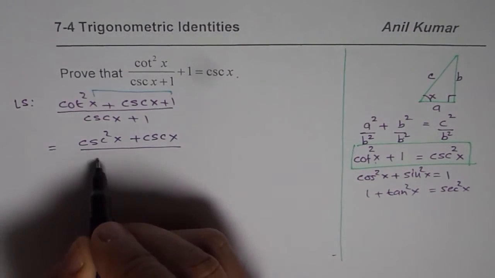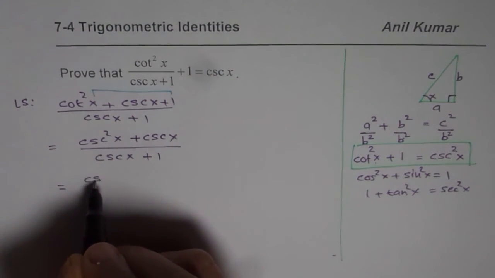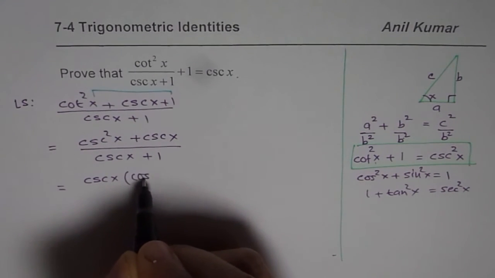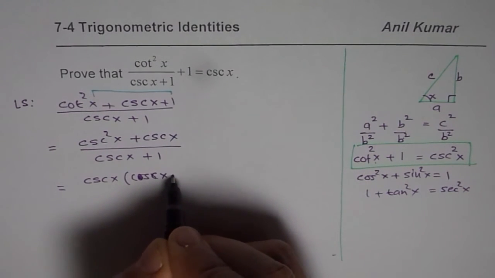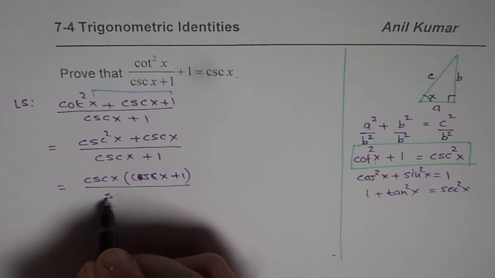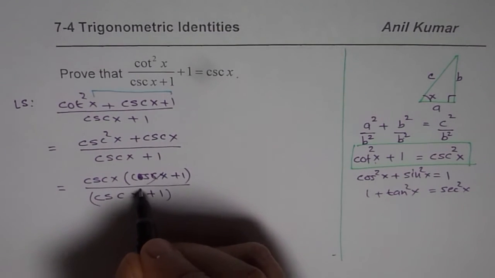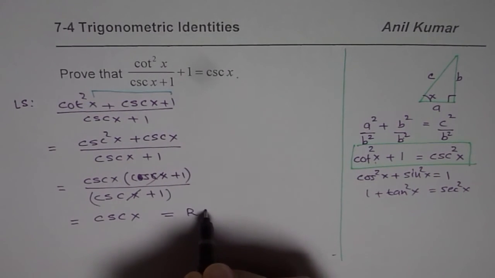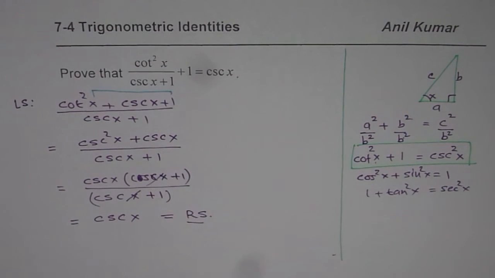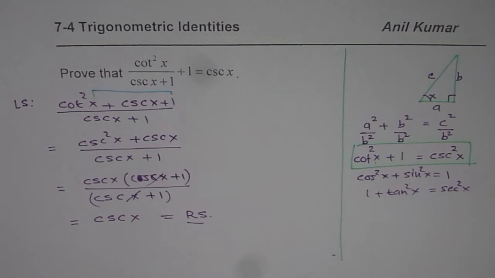In the denominator, we have cosecant x plus 1. Now in the numerator, I can take cosecant x common. So we have cosecant x plus 1, right, divided by cosecant x plus 1. Now cosecant x plus 1 gets cancelled, so we get cosecant x, which is equal to the right side, right? So that becomes a very simple proof. You can also do this proof by writing cot and cosecant in terms of sine and cosine, but I hope this is neat and far better.